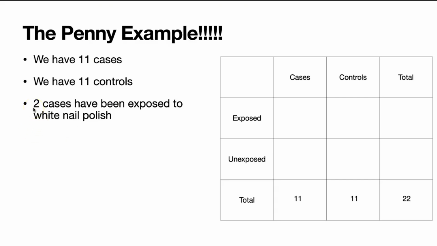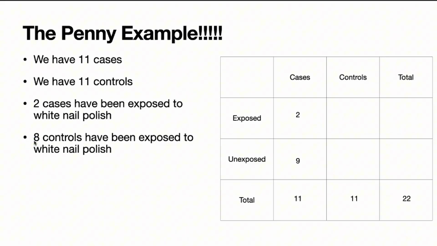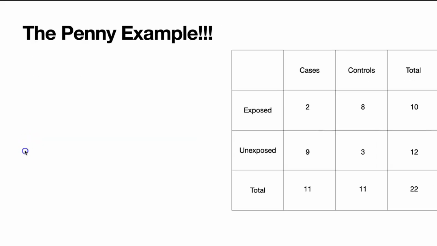We have our exposure, which is nail polish. So 2 of our cases have been exposed to white nail polish. So we put our number right in there, and then we do the math. So that leaves us how many who were unexposed in our case group? 9. Now we look at our controls. We have 8 of them who were exposed to the white nail polish. There we put our number, we do our math, and we find out that 3 were unexposed. We can add up our totals just to make sure everyone's accounted for. And then we figure out our odds.